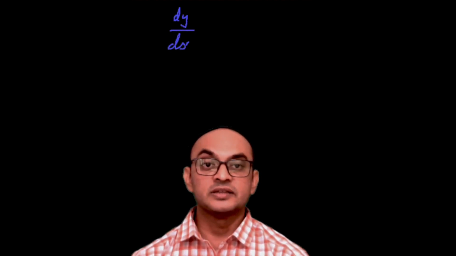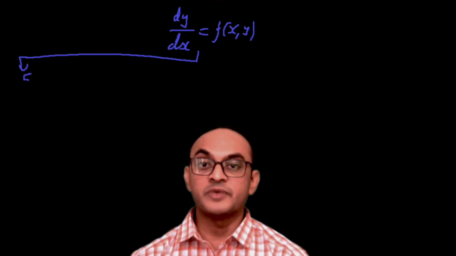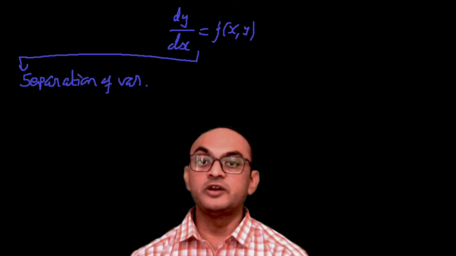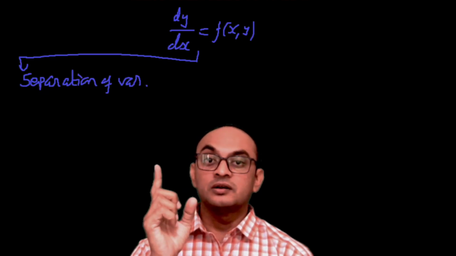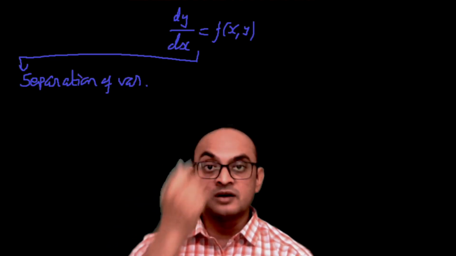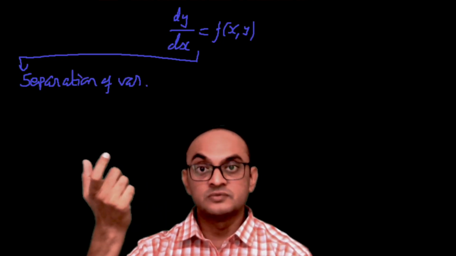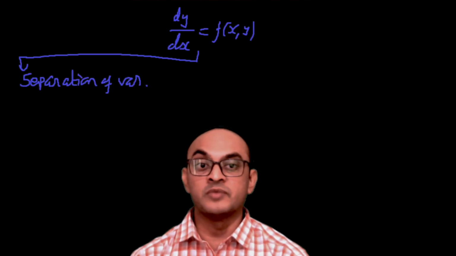When we solve this differential equation, dy by dx is equal to say f of x, y, then we have different methods to solve it, of which the first method is separation of variables. What we do in this method, we collect the terms which have the x variable, we collect the terms which have the y variable, and we separate out the terms of x and y variables in this way.